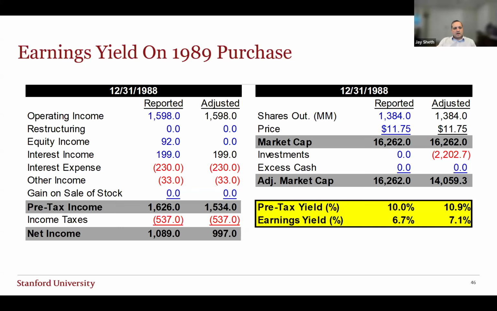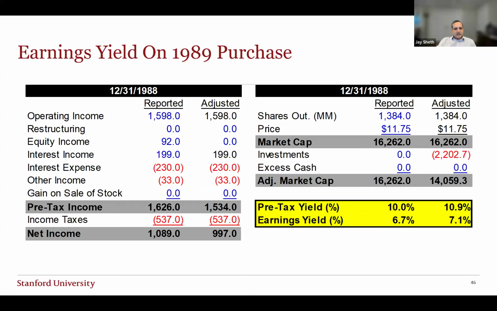Again, we zero out the equity income because we're going to assume that all the investments get spun off to shareholders. In that year, interest income was 199 million. I keep it at that level because the cash balance had gone down. At that point, Coca-Cola probably did not have any excess cash. Interest expense, you keep it as is. Other expense was 33 million. I just leave that as is to be conservative.